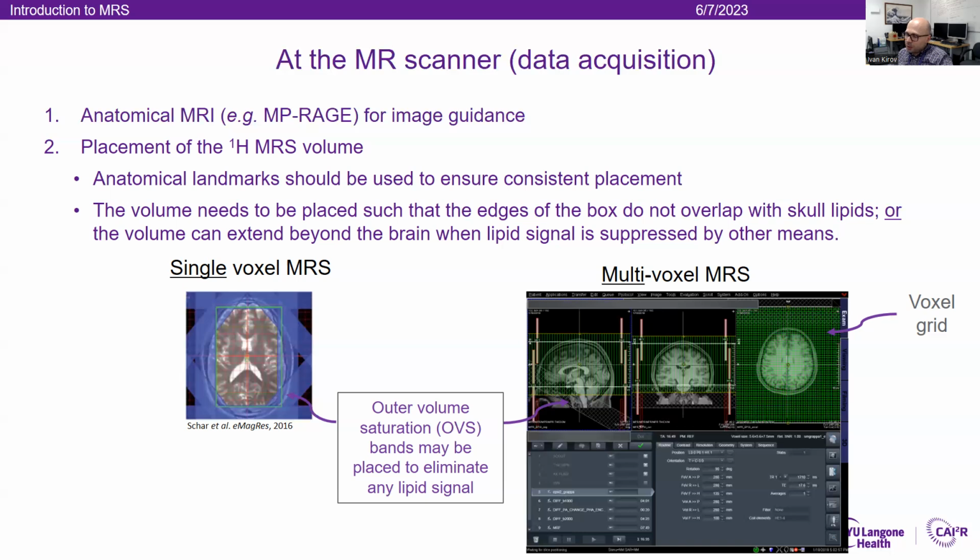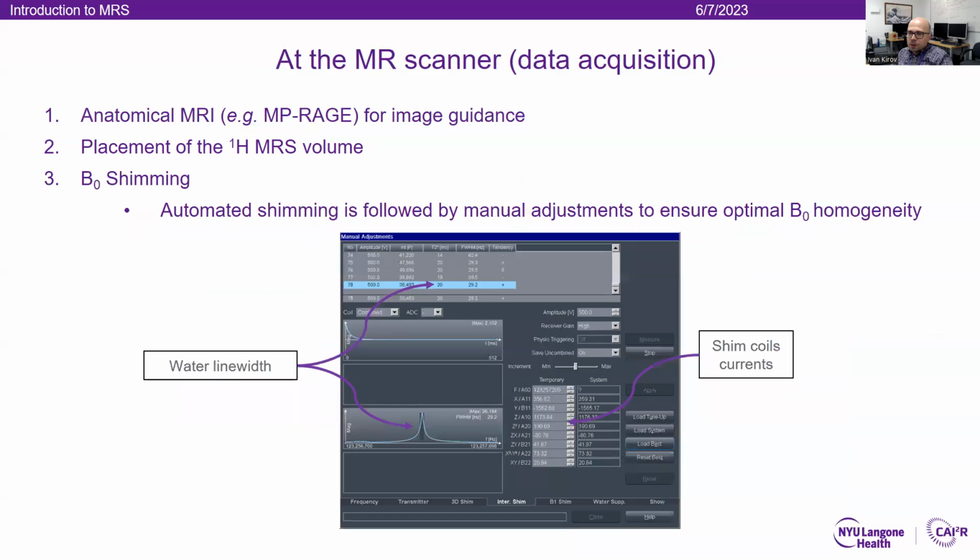This, by the way, is a snapshot of the scanner from scanning a real subject with the multivoxel MRS volume placed on the brain. See the voxel grid there. We'll take a look at this picture again in a moment. But first, it's time to do shimming.